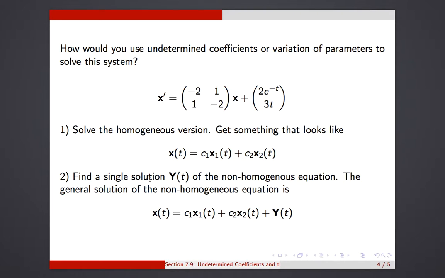Then you would want to find just a single solution of the non-homogeneous equation, a single solution of all of this. And then you would guess that the general solution is vector x equals c1 vector x1 plus c2 vector x2 plus a capital Y vector. In other words, all I did was take this equation from chapter 3 and bold things. This is now a vector, a vector, a vector, and a vector. And for this particular system, these are column vectors of length 2.